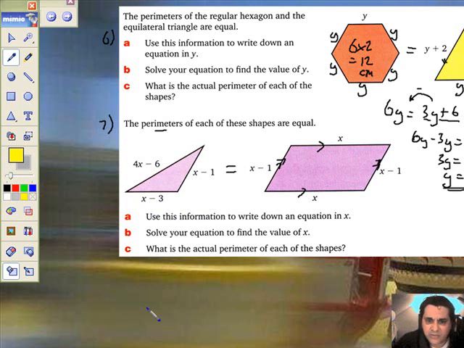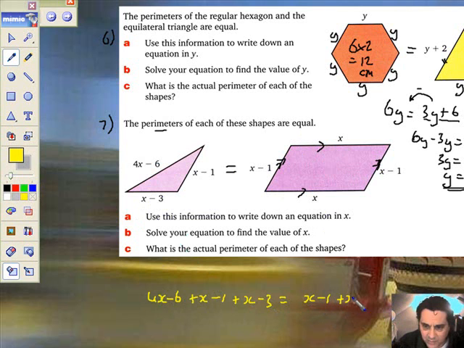So if these perimeters are equal, I've got 4x minus 6 plus x minus 1, and this one, plus x minus 3 is equivalent to x minus 1 plus an x plus an x minus 1 plus an x. I've got to tidy this up, it's a real mess.